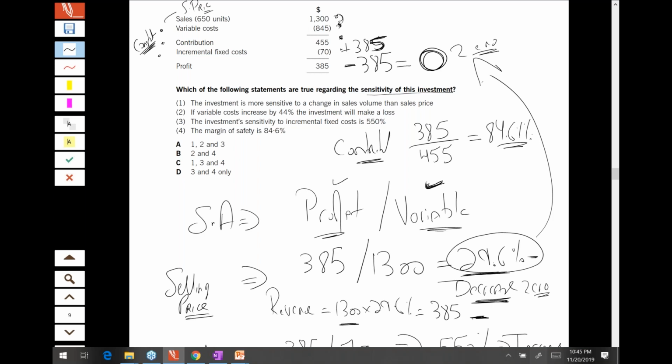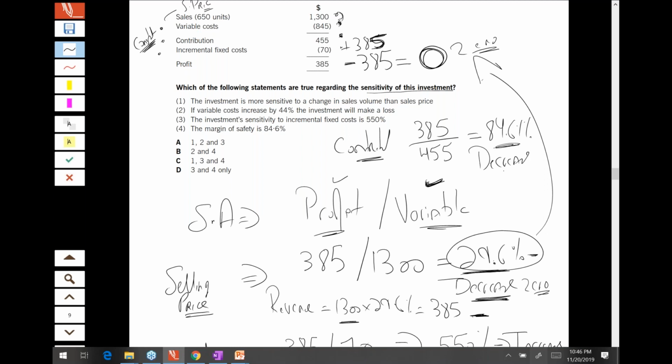Now, contribution is a positive thing, right? So I would say increase in contribution will bring... I beg your pardon, decrease in contribution will bring profit to zero. For any positive figure, any positive cash flow, remember, decrease of that will bring profit to zero. And for any negative figure, the increase of that will bring profit to zero. For any negative, it's increase. For any positive, it's decrease. So if contribution decreases by 84.6%, this is 385, the profit will be zero. Okay.